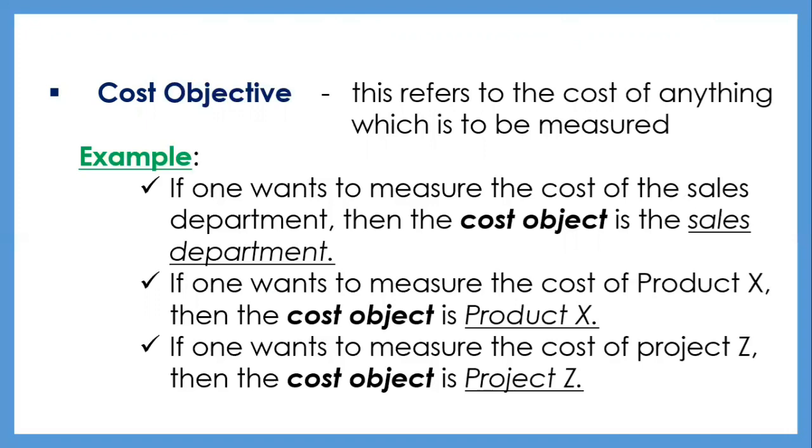the sales department. Another example would be if one wants to measure the cost of product X, then the cost objective is product X. And lastly, if one wants to measure the cost of project Z, then the cost objective is project Z. Now, the reason why one assigns a cost objective is simply to measure the cost of such thing. And measuring the cost is very important in decision making. If one decides to improve its cost, then the records can be relied upon in making the decision.